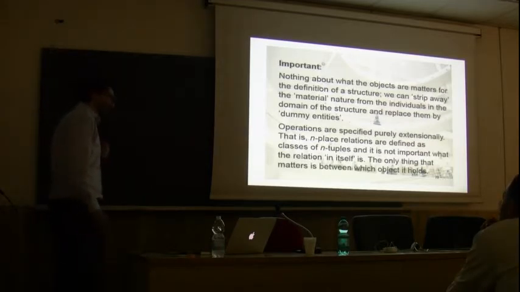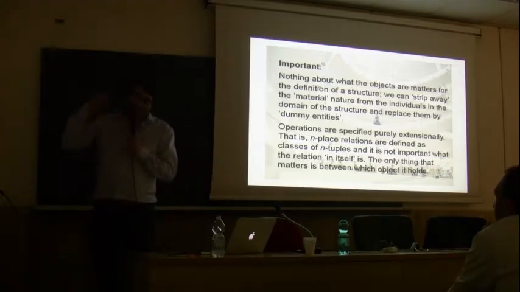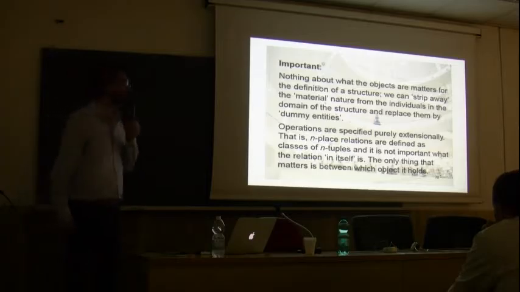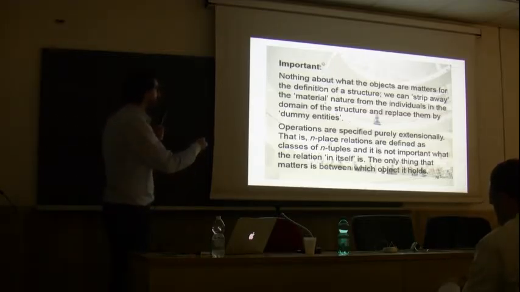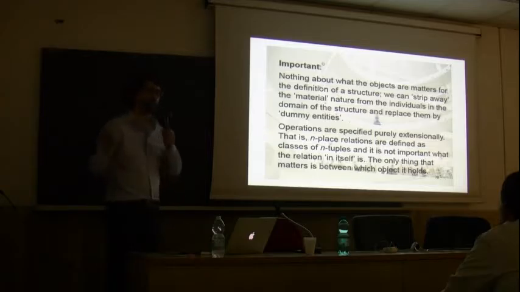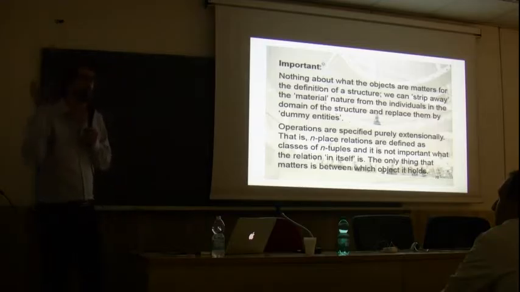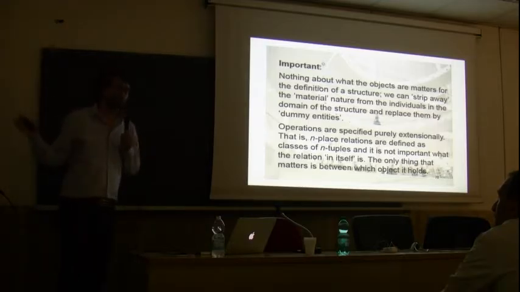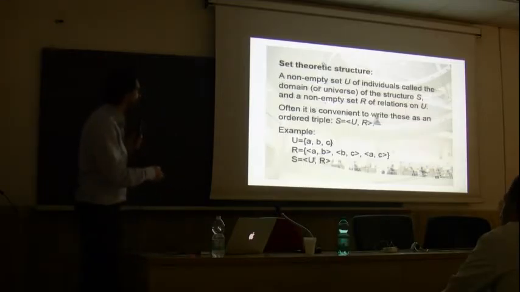So an important thing is that if you understand structures in mathematical logic, you're basically bracketing completely what things intrinsically are. So nothing about what the objects are matters for the definition of a structure. So you basically strip away the material nature from the individuals in the domain of the structure and replace them by pure dummy objects. So, I mean, there can be people, there can be cars, there can be superstrings, there can be whatever. None of it matters in any way. All you care about is that there is something. So that's why it's convenient to just write A, B, C.